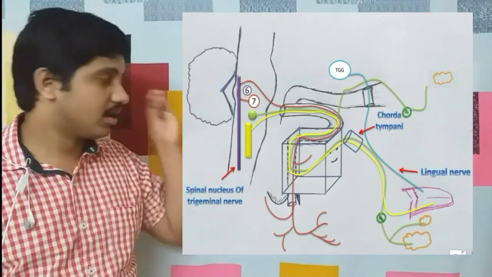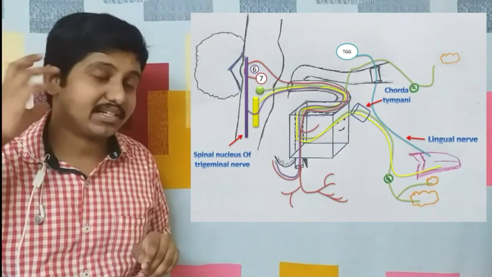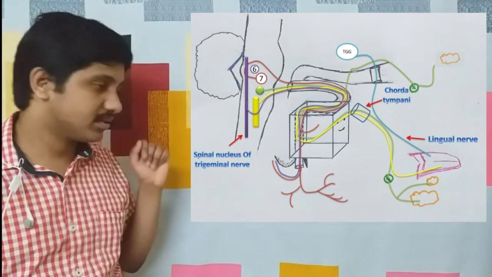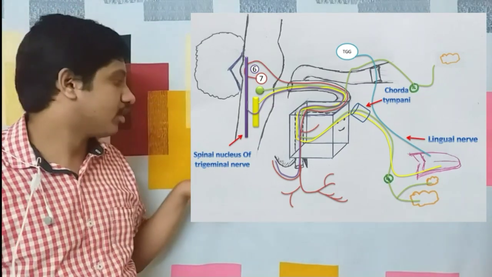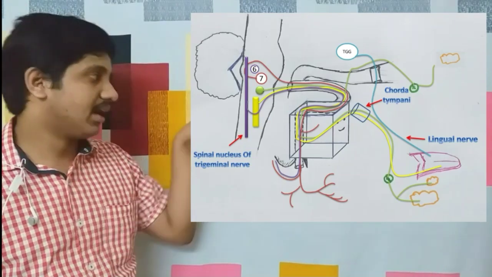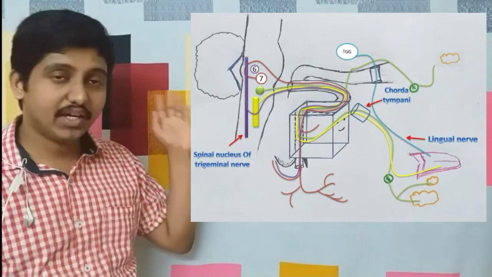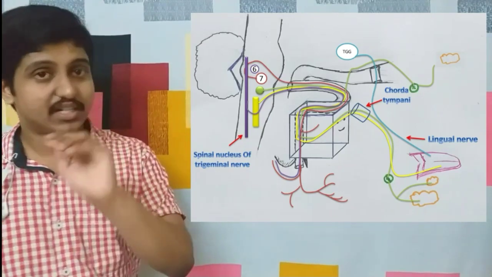Next one is our nerve fibers from the external ear. That detects touch, pain and temperature sensations from the external ear. Where does it go? It comes as the posterior auricular branch and goes along with the motor part of the facial nerve to the spinal nucleus and spinal tract of the trigeminal nerve.